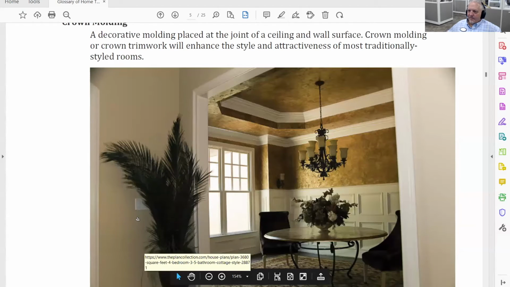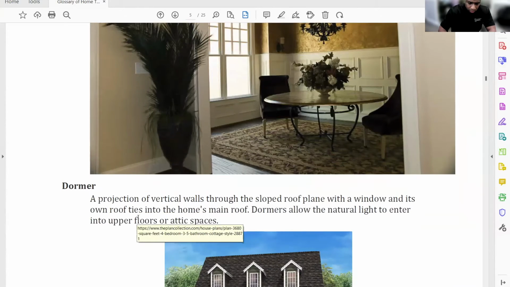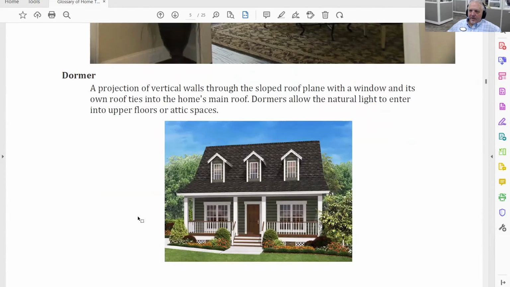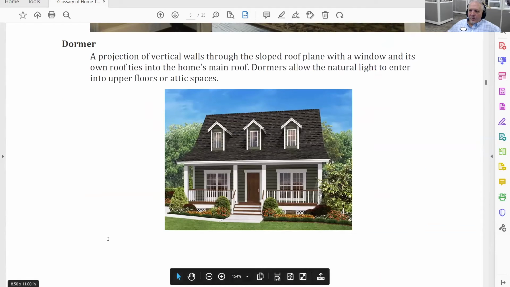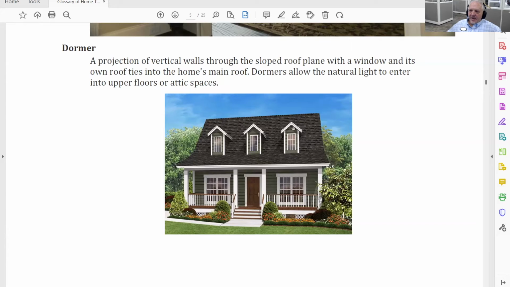We should all know that. That's a windowsill. Sill. There you go. Okay, dormer. Dormer has nothing to do with where you lived in college. That's a dorm. Dormer is this element in a type of home that sticks out of the roof.